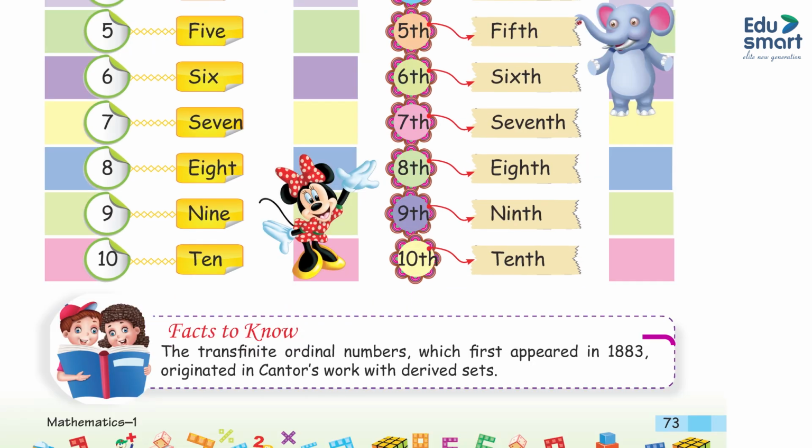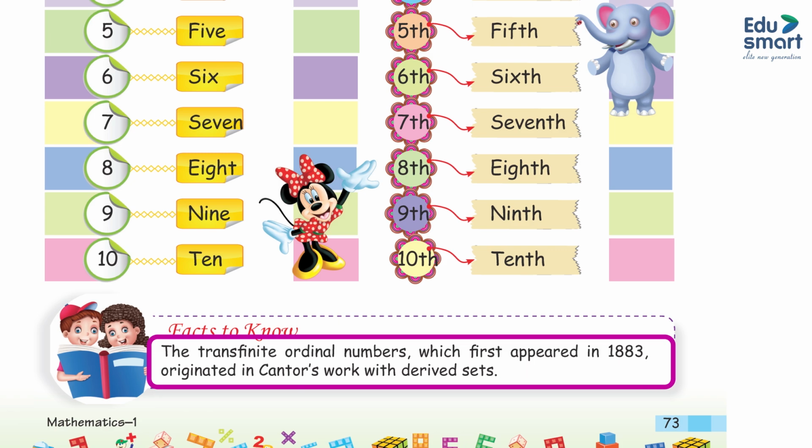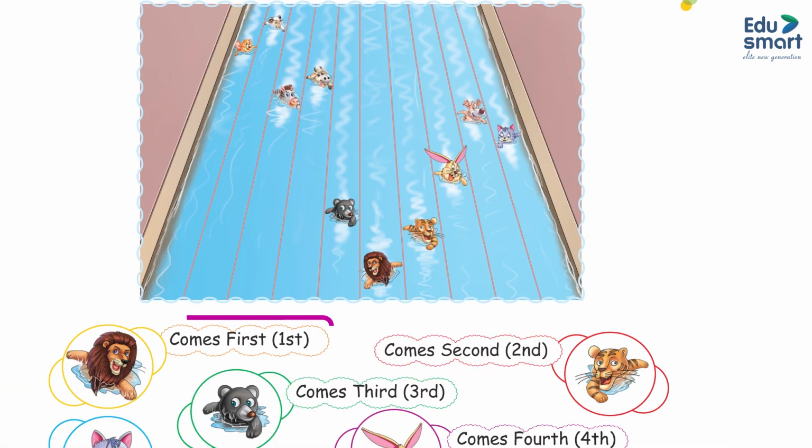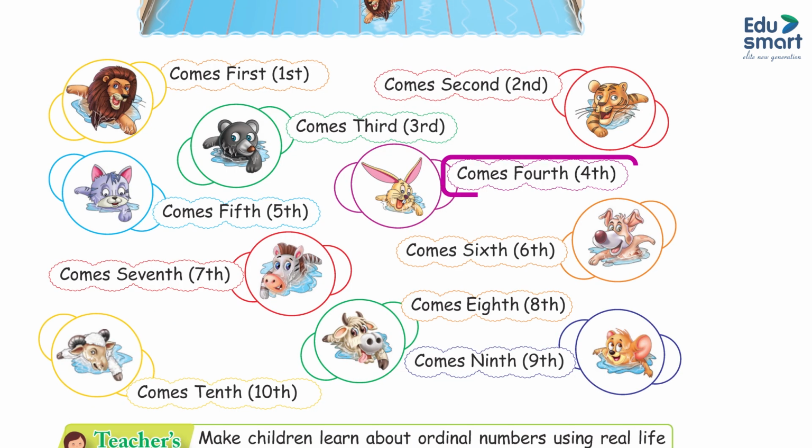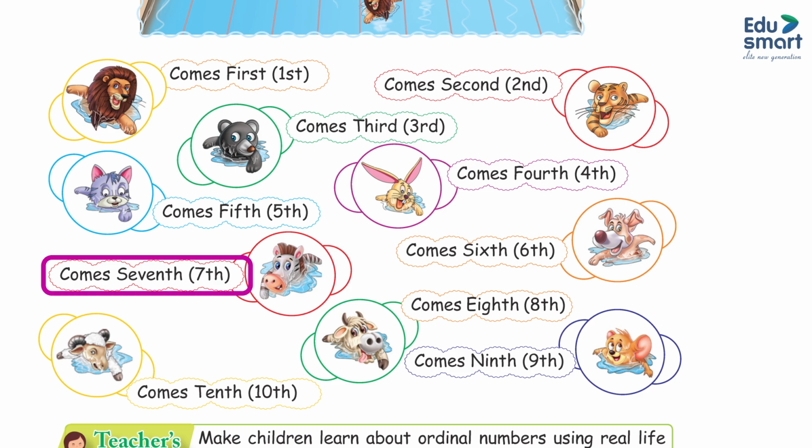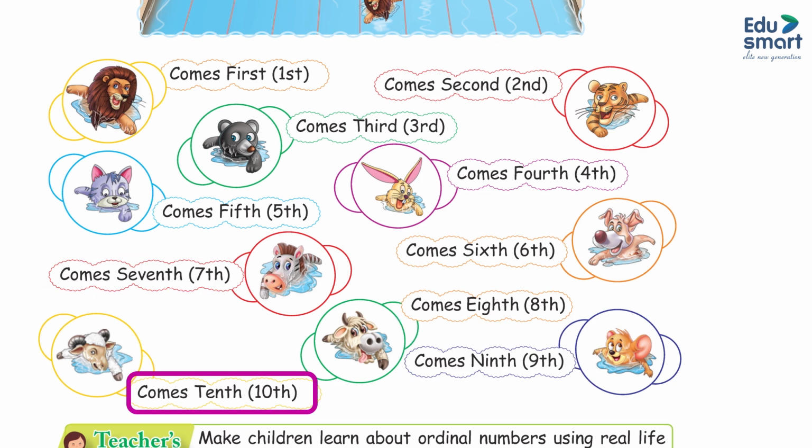Facts to know. The transfinite ordinal numbers, which first appeared in 1883, originated in Cantor's work with derived sets. Comes first, comes second, comes third, comes fourth, comes fifth, comes sixth, comes seventh, comes eighth, comes ninth, comes 10th.